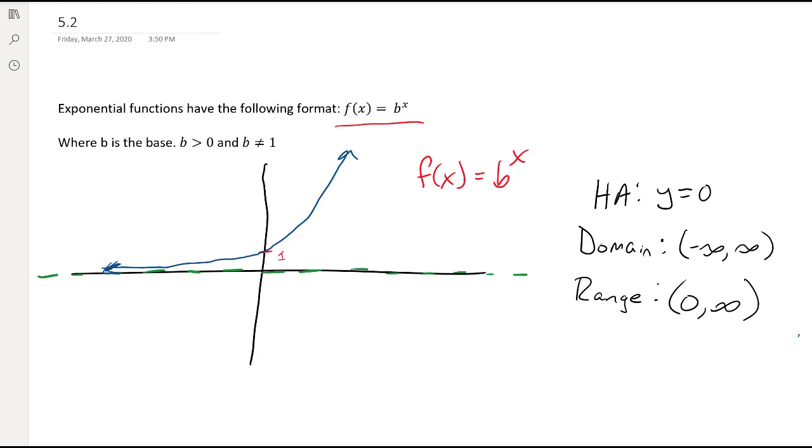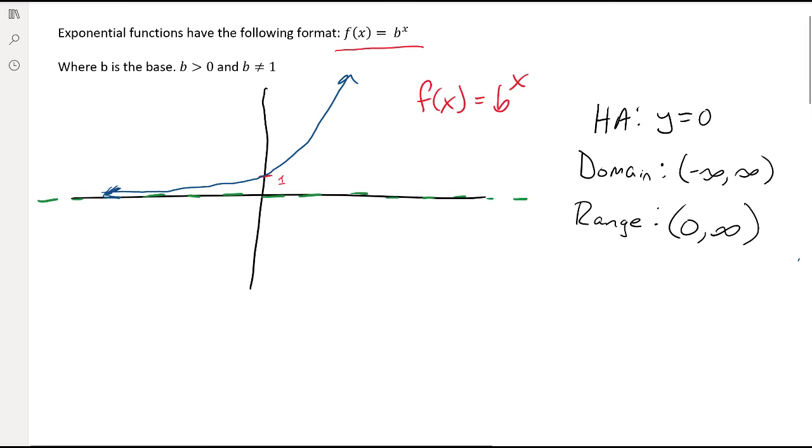All right, so that is your basic information about an exponential graph. Later on, we're going to talk about what transformations do to this graph. But what I'm really interested in, especially in the homework, is that there is a special base that has a lot of applications in math. That base is called e. So let's talk about that really quickly. There's something called a natural base e.